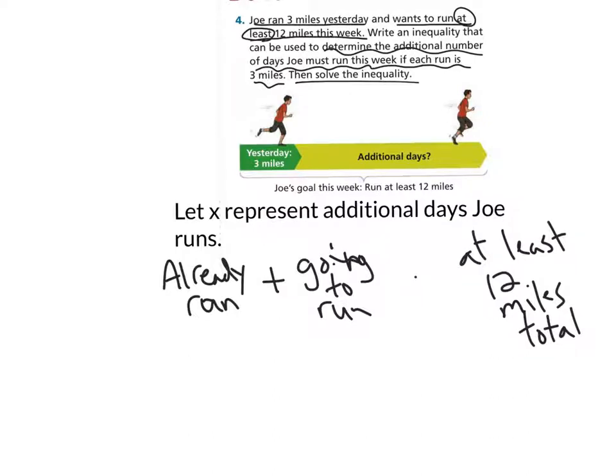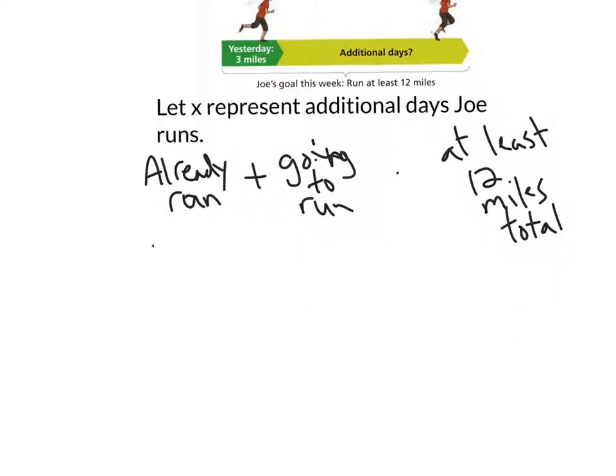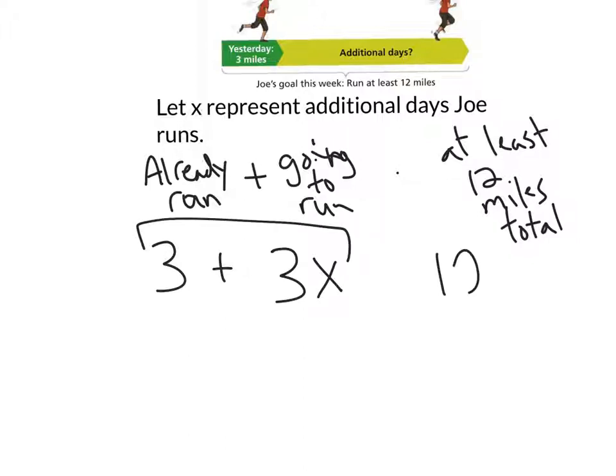So he's already run 3 miles. He's going to run, it tells us 3 miles a day. So 3 miles a day times however many days that he's going to run. And this total needs to be at least 12. This total needs to be then greater than or equal to 12.